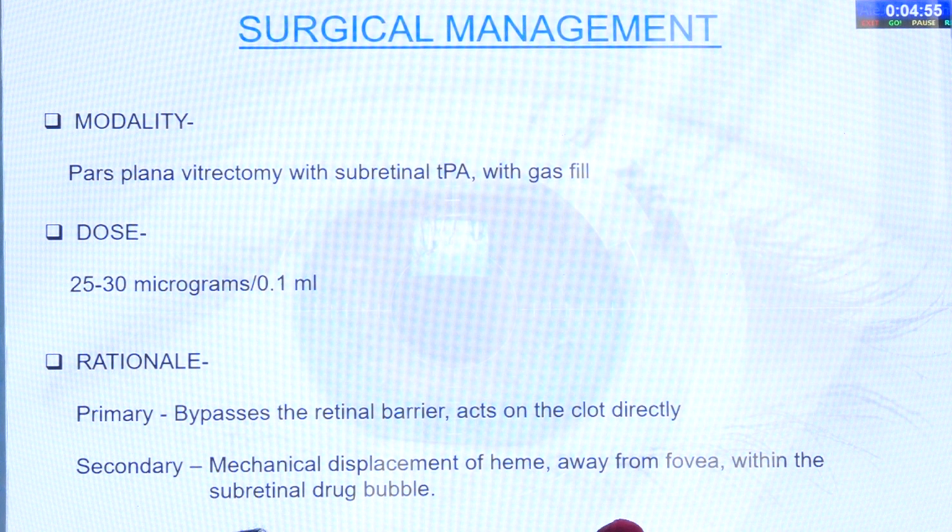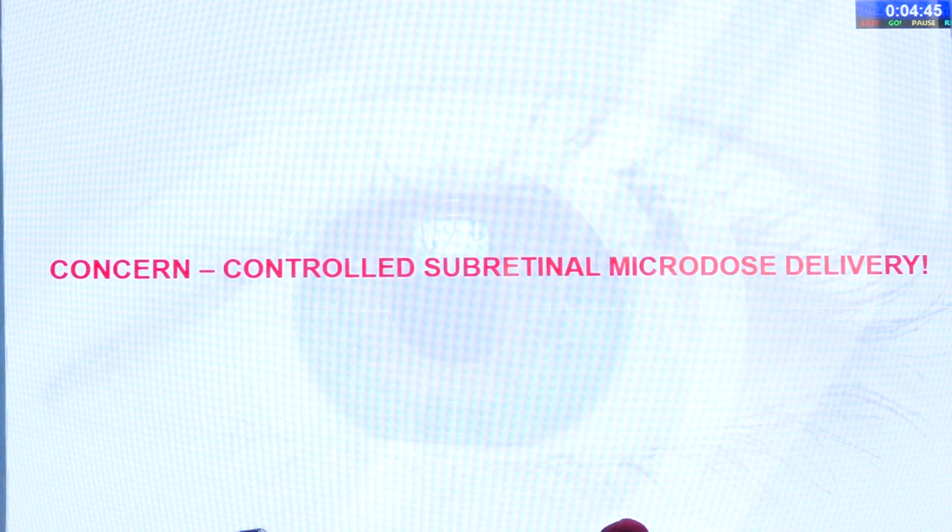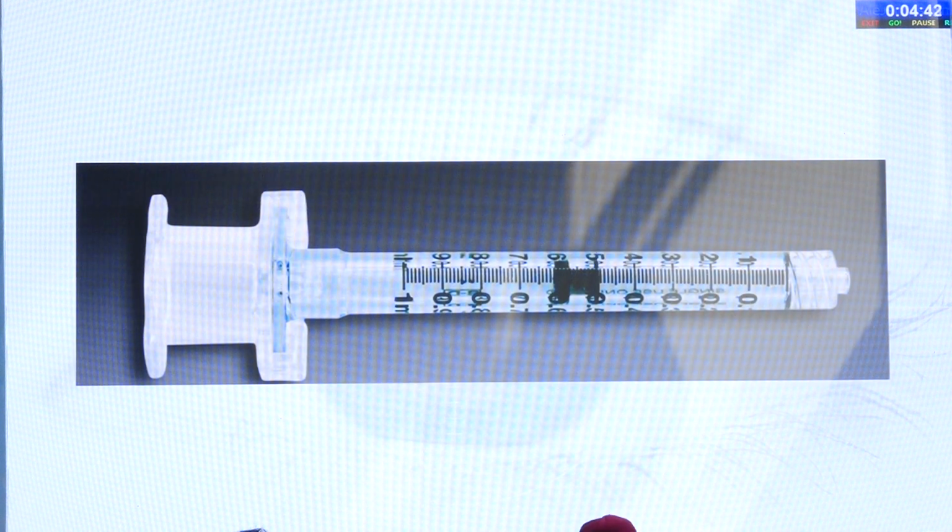So apart from the obvious rationale of it bypassing the retinal barrier and acting on the clot directly, what it also does secondarily is mechanical displacement of heme away from the fovea because of the inflowing gush of the TPA fluid within the subretinal drug bubble. The concern is a controlled subretinal microdose delivery, which is where most of the perception of it having a steep learning curve comes into play.